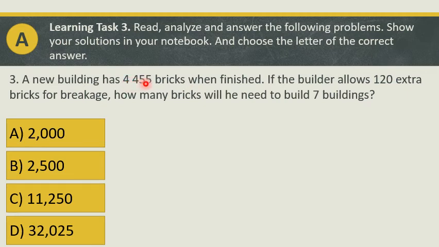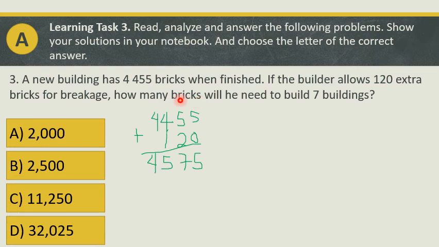So, 4,455 plus yung 120, ilan po yun lahat? So isang building lang po yun. So 4,455, ito yung kailangan sa isang building plus dinagdagan ng 120 para pag may nasira, papalitan. So, total natin siya. So, 5 plus 0 is 5. 5 plus 2 is 7. 4 plus 1 is 5. And bring down 4. Ito ay isang building pa lang.